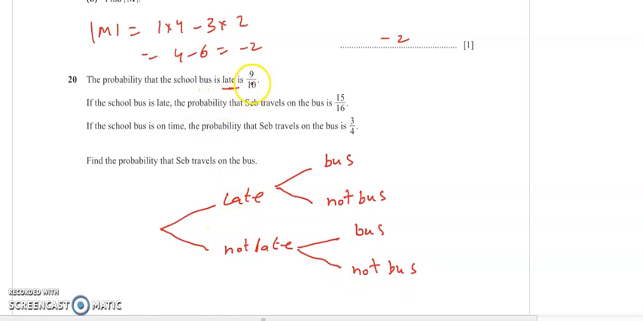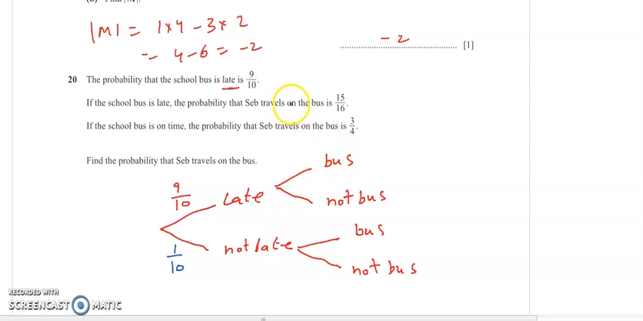So the probability of the late is 9 over 10. So if it is 9 over 10, then the probability of not late, it means the whole total along this branch should be 1. So it's going to be 1 minus 9 over 10, that will be 1 over 10.